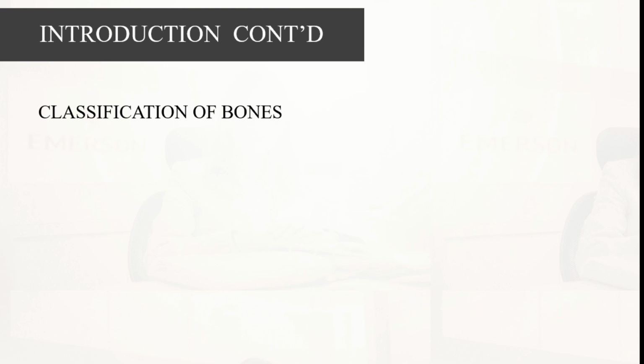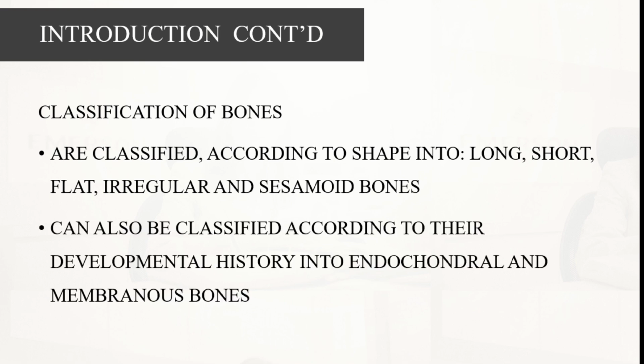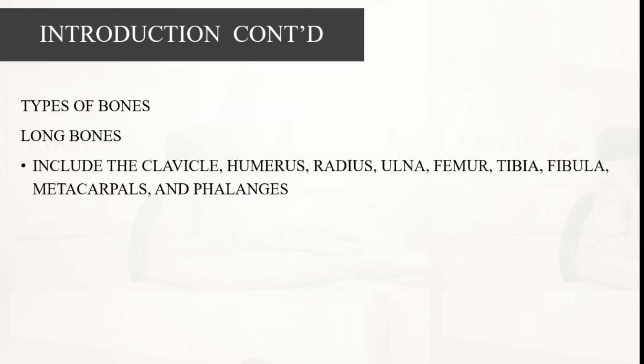That's about bones. How do you classify bones? We can classify them according to shape into long, short, flat, irregular, and sesamoid bones. They can also be classified according to their developmental history into endochondral or membranous bones. Now we are going into details on the types we just mentioned, and the examples under each type.